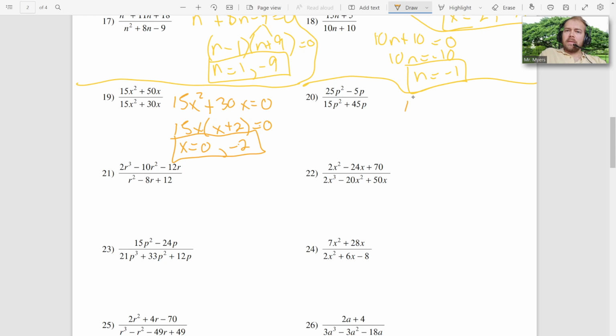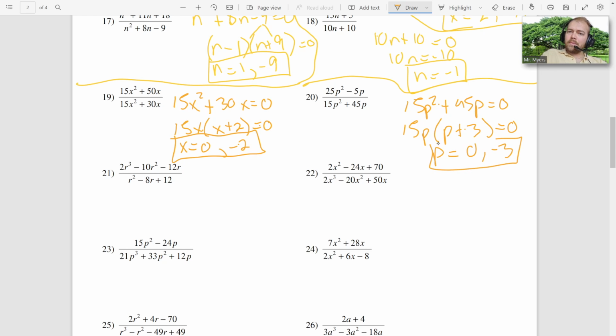Over here, it's going to be the exact same thing. Plus 45p. I'm going to subtract the 45p. Oh, no, I'm not. Just kidding. I keep wanting to do Control Z and I forget it doesn't work on here. I'm going to factor it out. Got ahead of myself. P plus 3. So that means P is equal to 0 and -3.